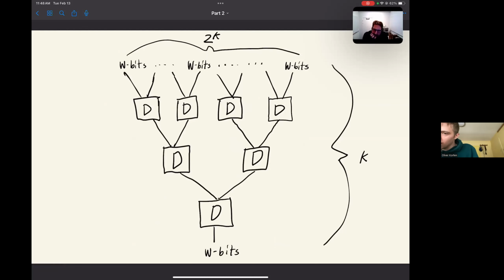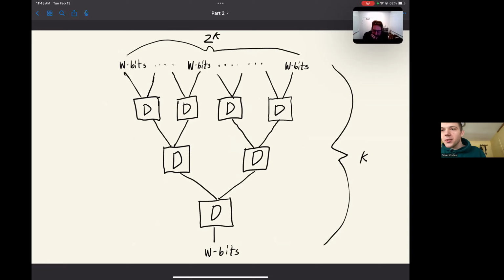So the idea is, imagine drawing this tree diagram where we have our function d. Remember, it takes in w bits and it spits out 2 blocks of w bits. And we're going to imagine what happens if I compose this function k times into this perfect binary tree. I haven't told you what k is yet. Just think of it as some parameter I have yet to set.